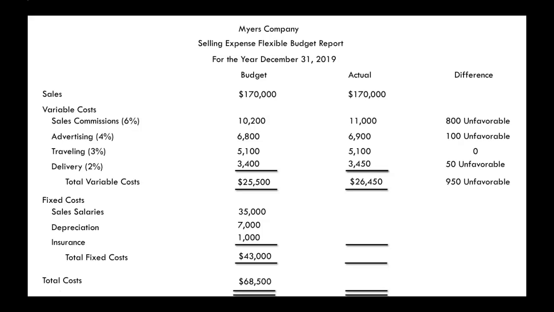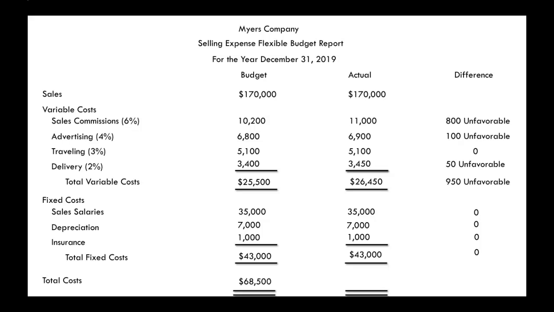Now we can double check that looking at our total variable costs for budget versus actual. We budgeted $25,500, we actually spent $26,450. That's $950 more than our budget, which would also give us this $950 unfavorable. Now our fixed costs remain the same. Those did not change between our budget and our actual. So we don't have any differences there all the way down through our total fixed costs.